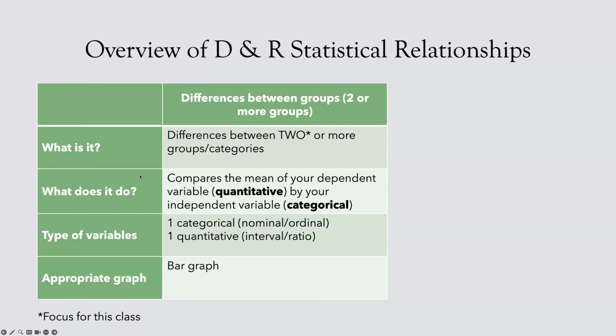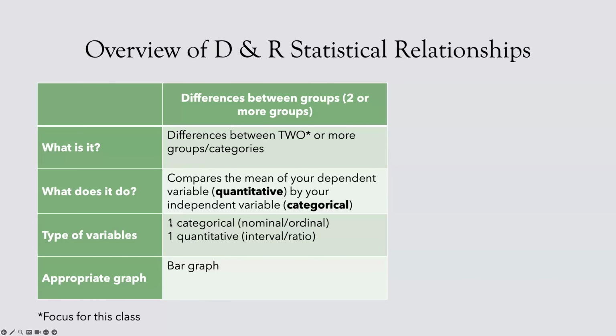groups in detail. Again, what we're doing is we're comparing the mean of the dependent variable by the different levels of the independent variable. So that means we have to have one categorical variable at least, and one quantitative variable. And that's what we're going to stick with for now. We'll have one quantitative variable, one categorical variable.